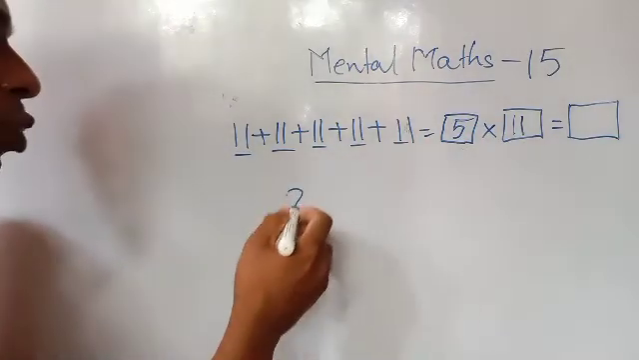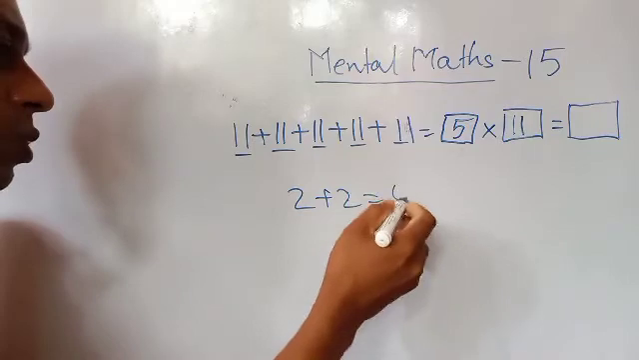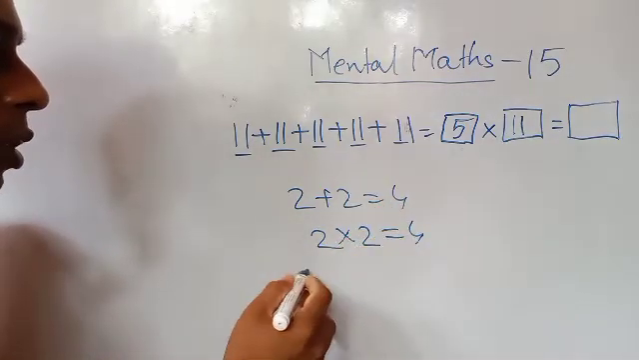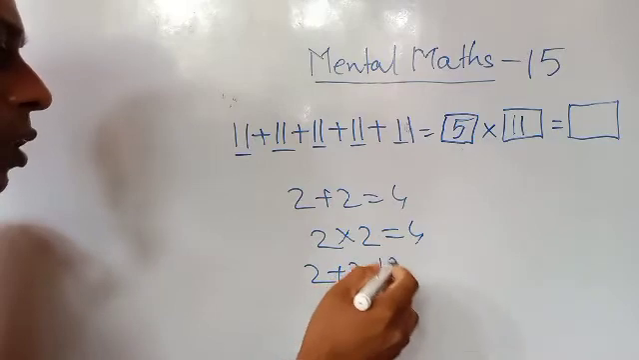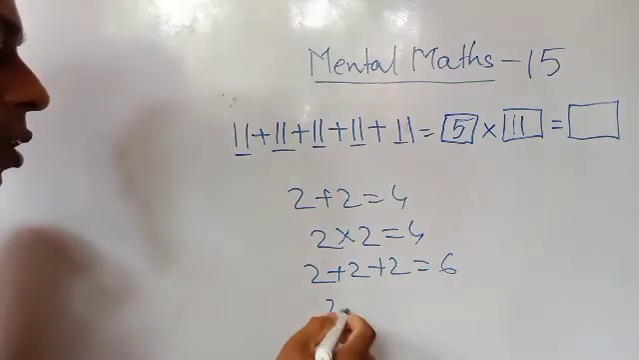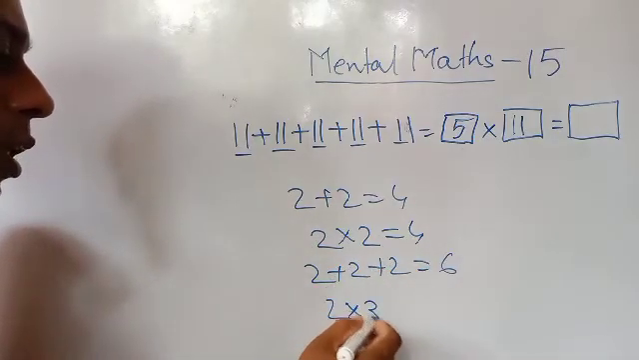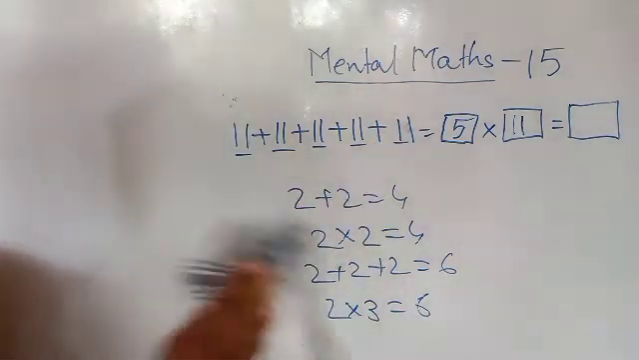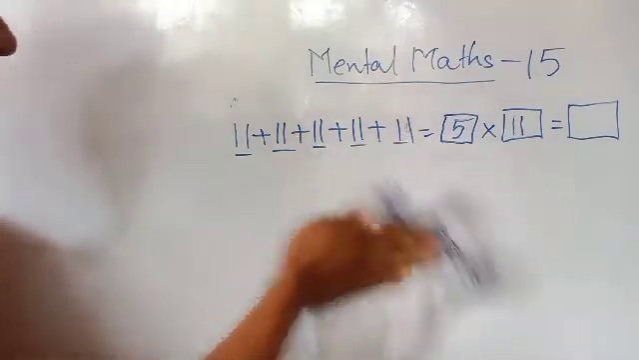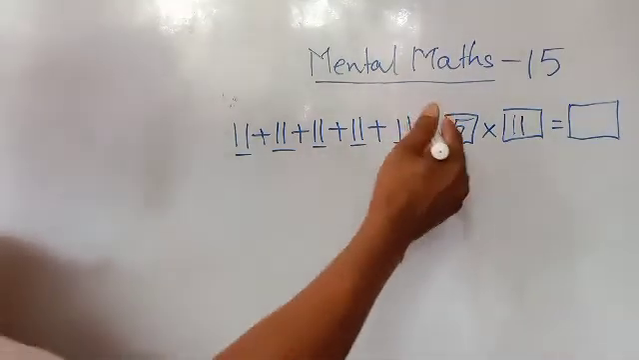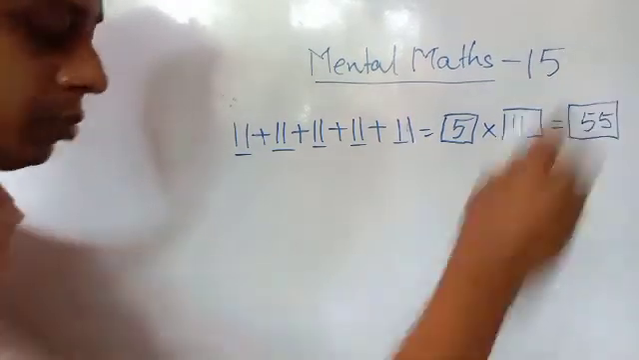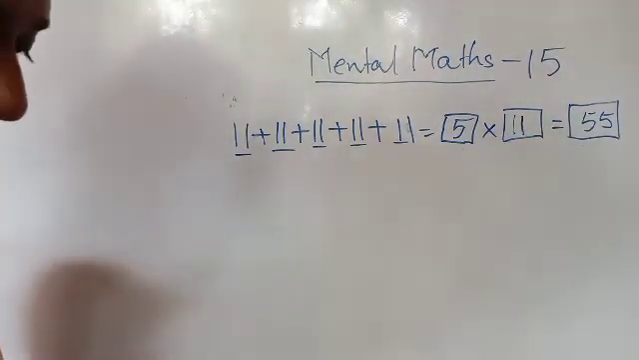Okay. 2 plus 2, that means 4. We can write 2 into 2, 2 times 2. That is also 4. Similar way, 2 plus 2 plus 2, that is 6. If we do 2 3 times, that is also 6. So similar way we can do. So 5 times 11, 5 into 11 or 11 into 5, anyone you can do. Answer will be 55.